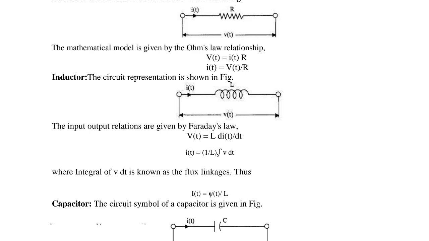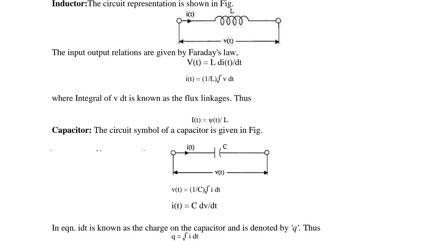The next thing is the inductor. Here the circuit representation uses Faraday's law, so V is equal to L into dI divided by dt. If you want to know the current for this inductor circuit, you need to integrate the values. So for that you can do 1 by L integral of V into dt.